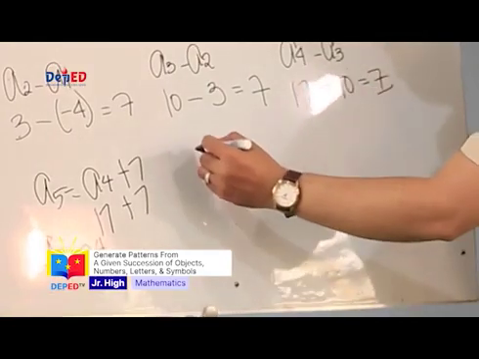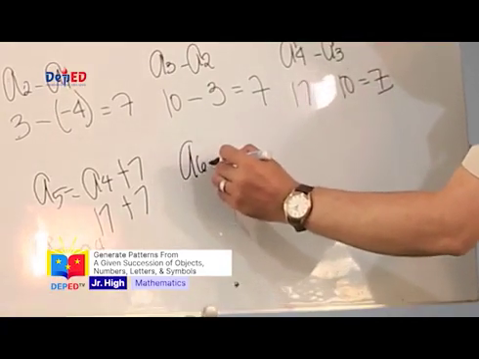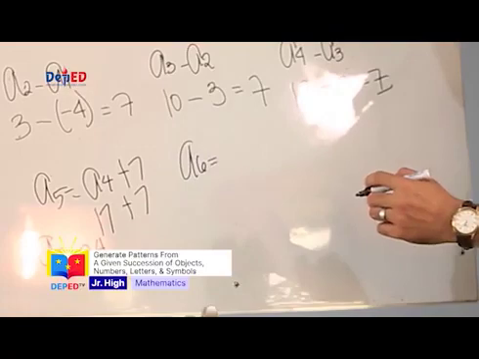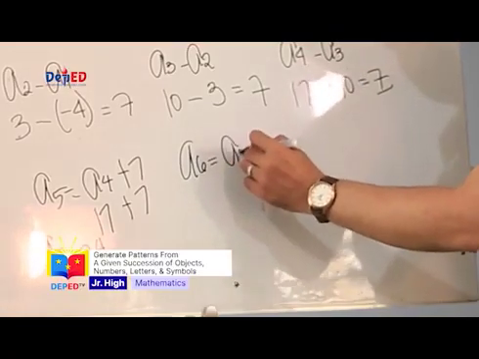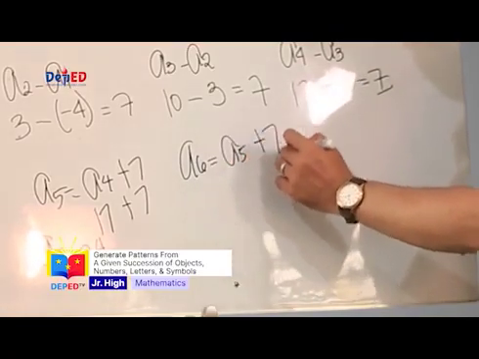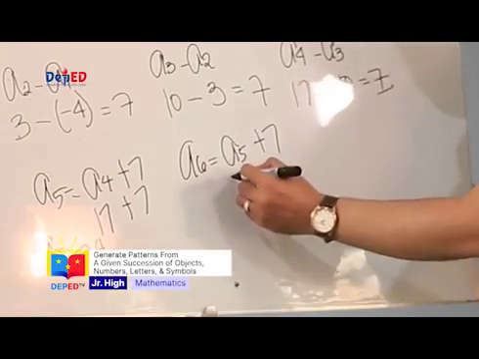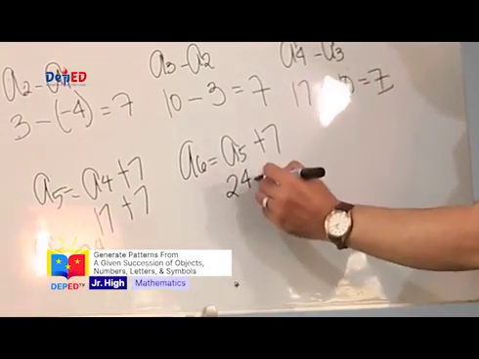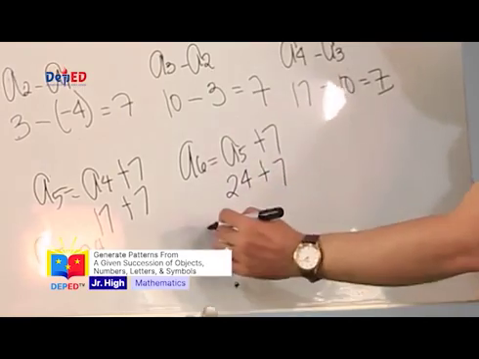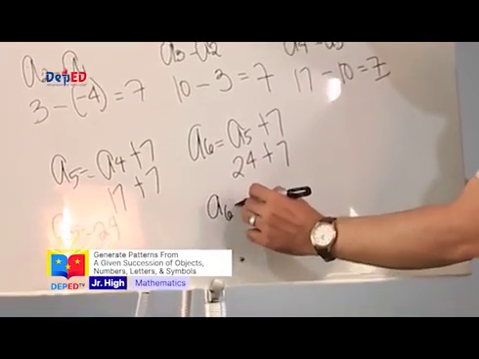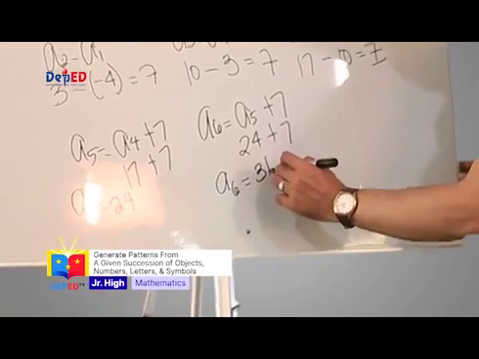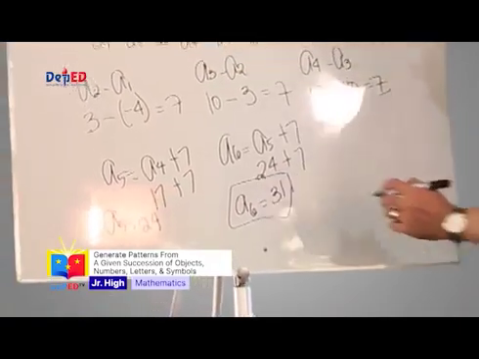Our a sub 6, or the sixth term, will be equal to a sub 5 plus 7. Our fifth term, which is 24, plus 7, the sixth term, will now equal 31.